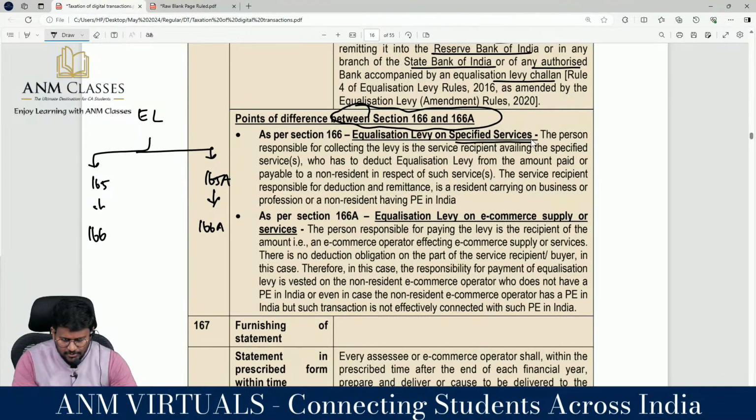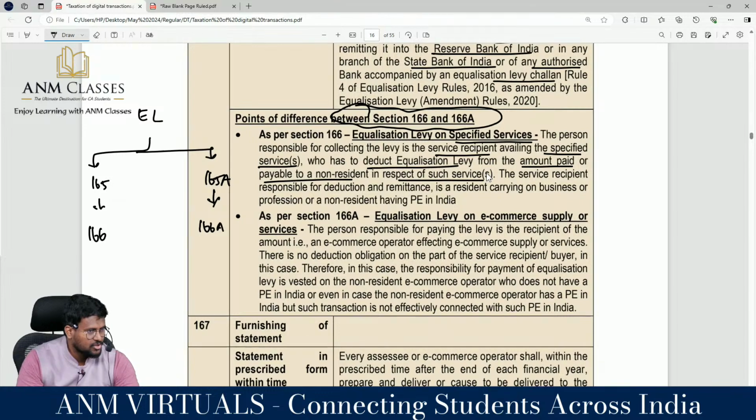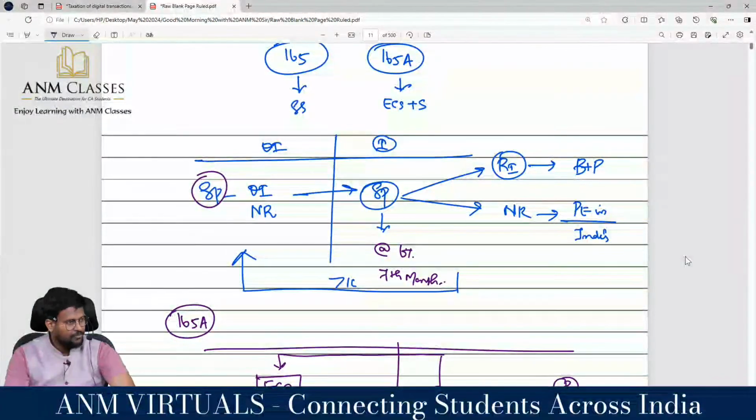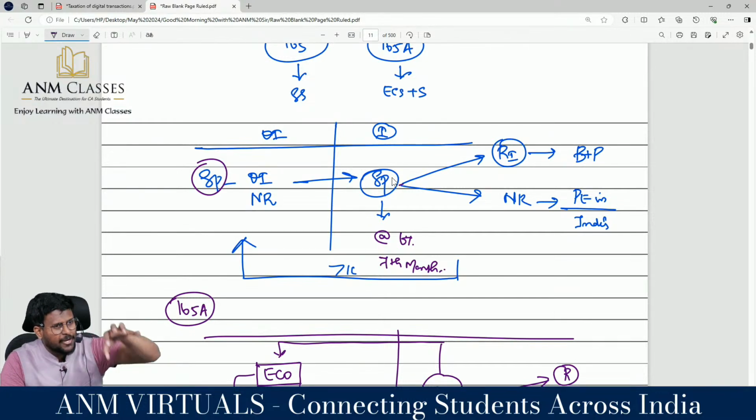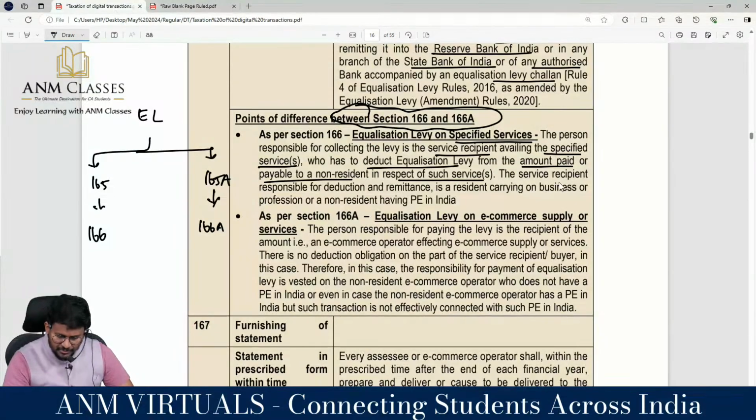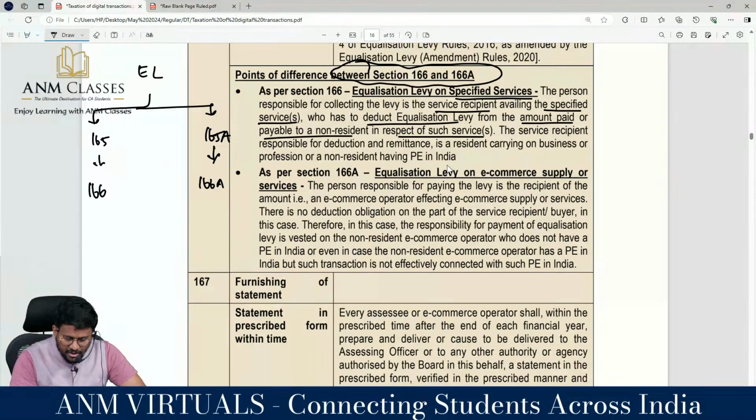Equalization levy on what services? The person responsible for collecting the levy is the recipient availing the specified services, who has to deduct the levy from the amount paid or payable to the resident in respect of such services. Already I explained all this with the graph. In this circumstance, who is the recipient of the service? Sir, the service recipient responsible for deduction and remittance is a resident carrying on business or profession or a non-resident having a PE in India.